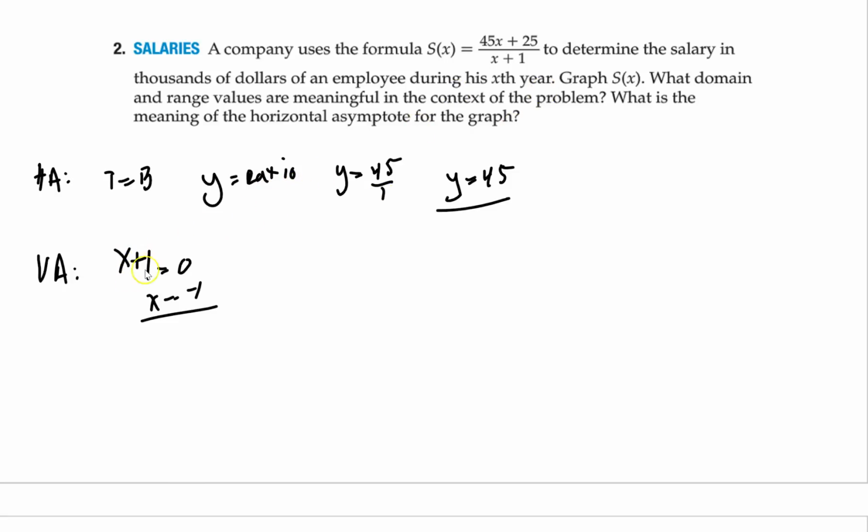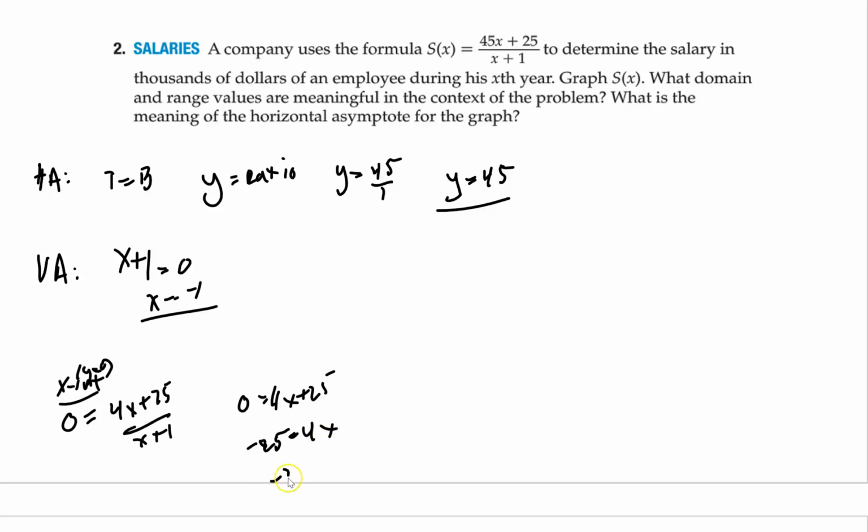We could find the x and y intercepts. Let's do that. X-intercept: set y equal to 0. So 0 equals (45x plus 25) over (x plus 1). Remember, you just multiply both sides by x plus 1. You get 0 equals 45x plus 25. When I solve that, I get -25 divided by 45, so -25 over 45 equals x.